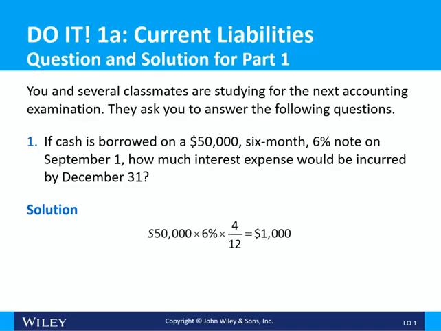So we take face value, $50,000, times 6%, the stated annual interest rate, times time. So it's 4 months out of the year. Even though it's a 6-month note, at December 31st, only 4 months have passed. So we take 4/12 and we get $1,000.